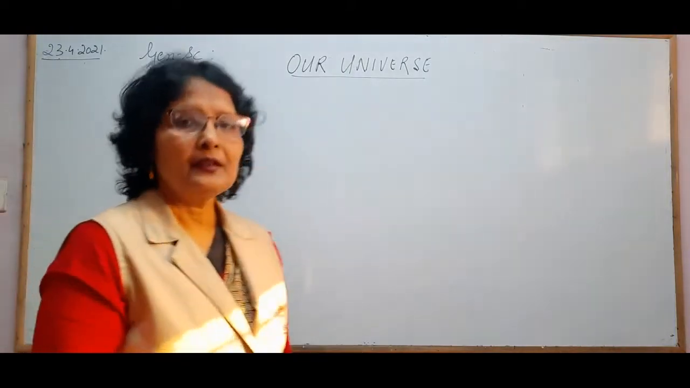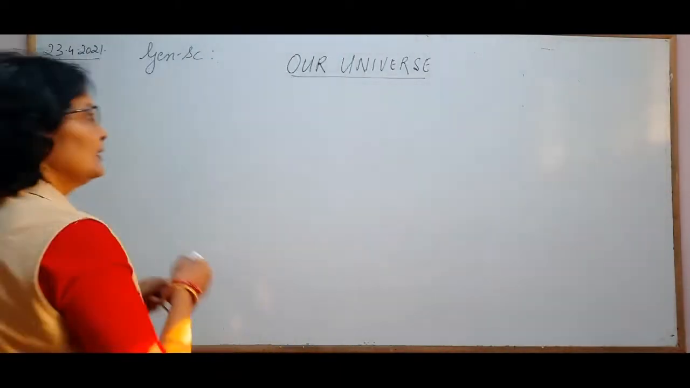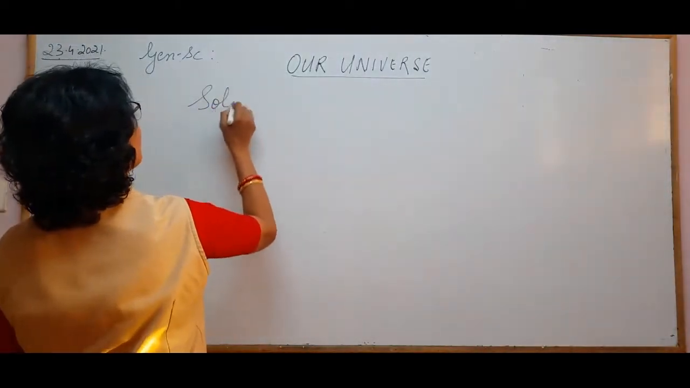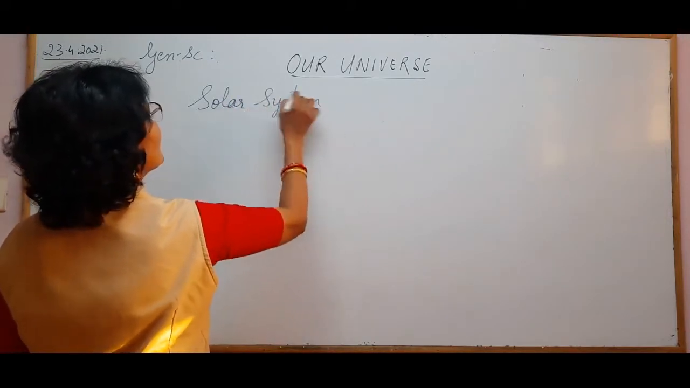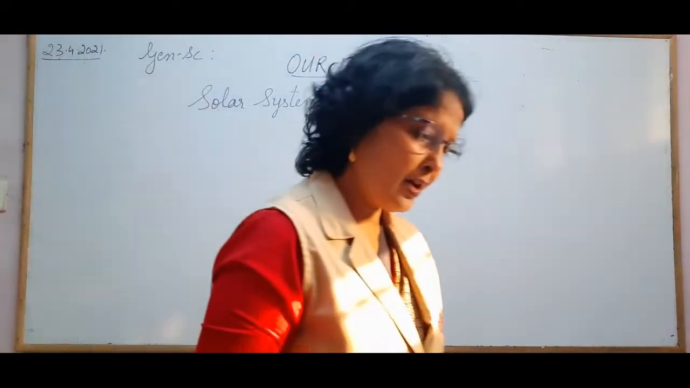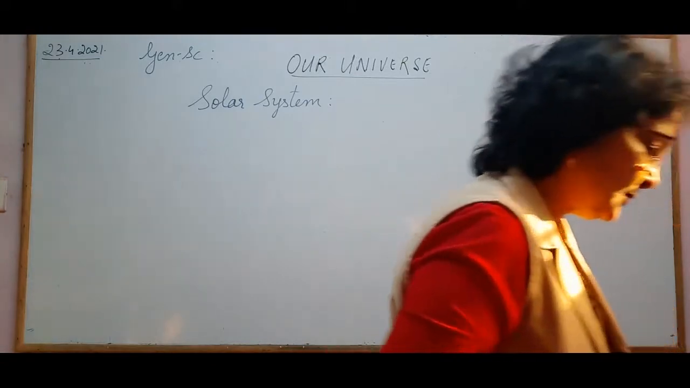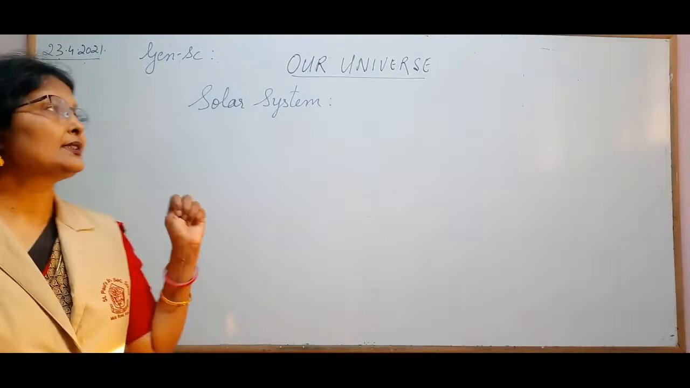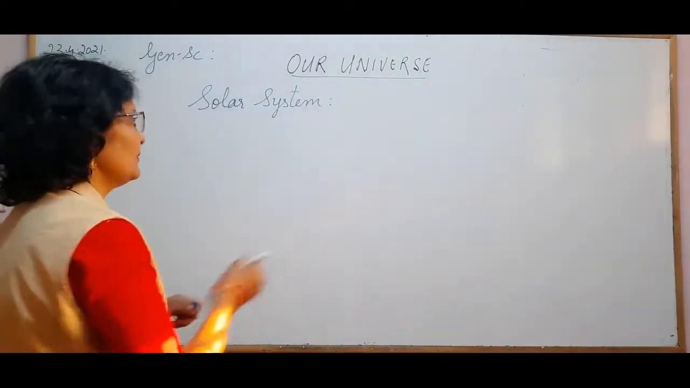So after this, there is another term called solar system. Now, when we say solar system, what is a solar system? How many planets do we have? First we'll do what are planets, then we'll do solar system.